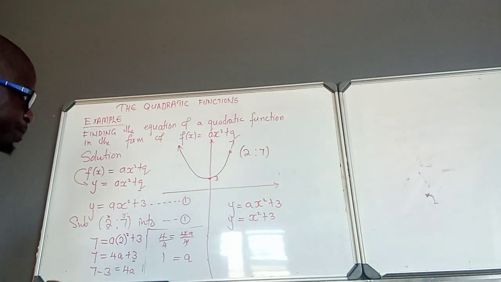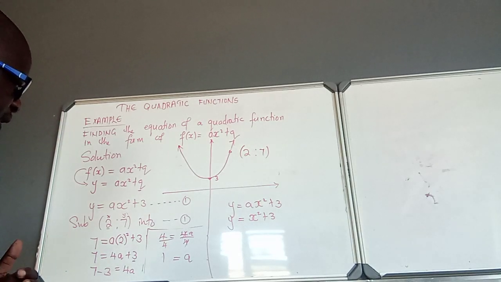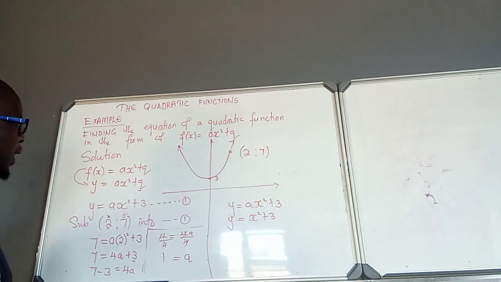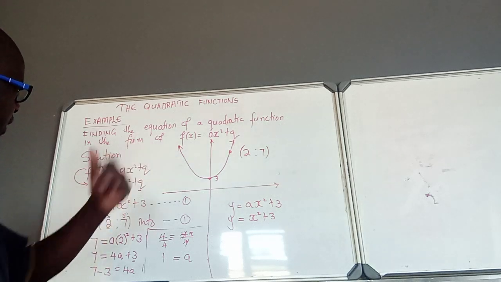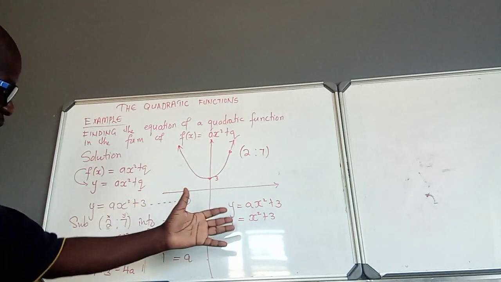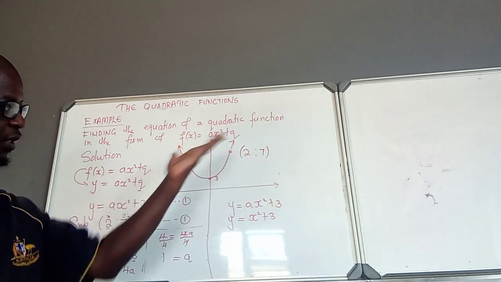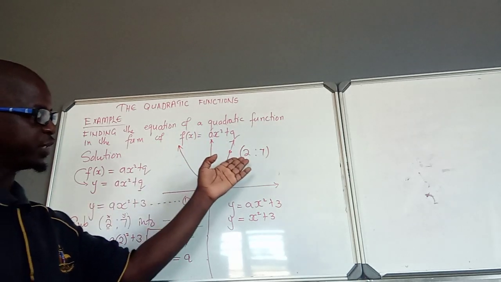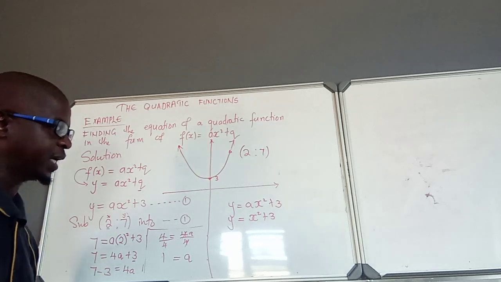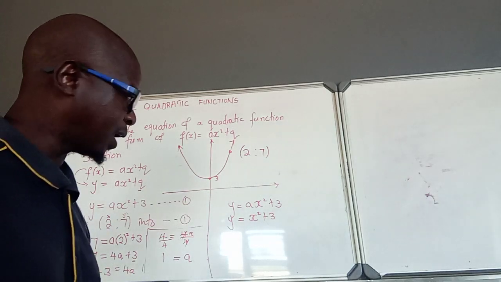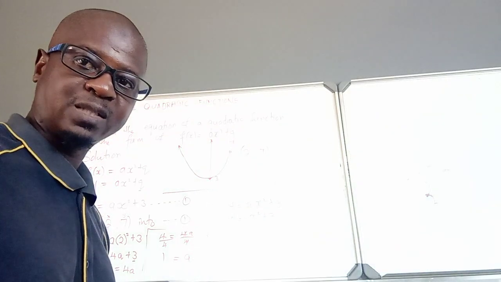So this is basically the equation that we have derived from the given information, the point (2, 7), as well as the y-intercept, which is 3.